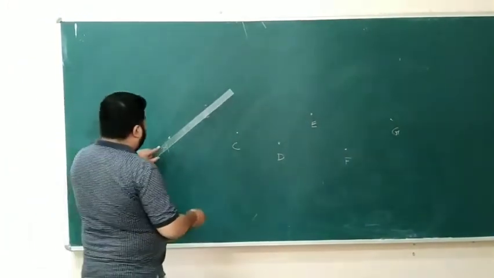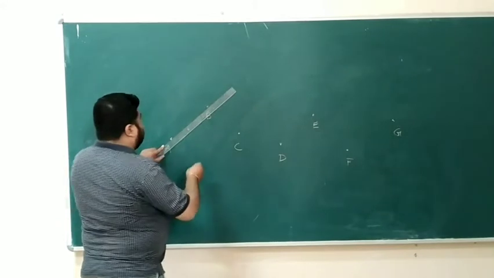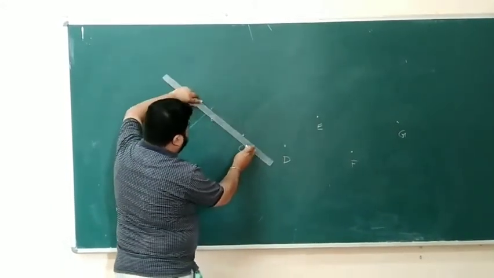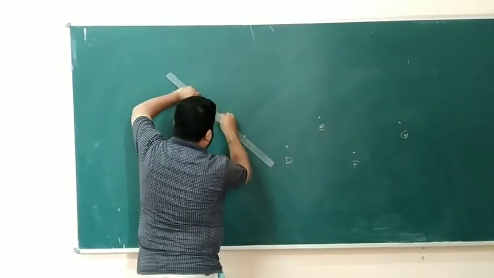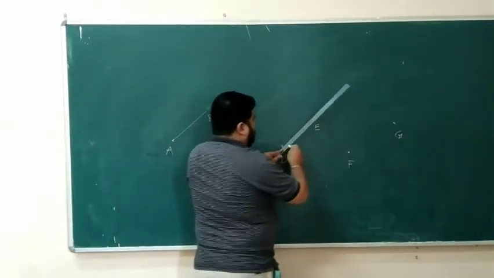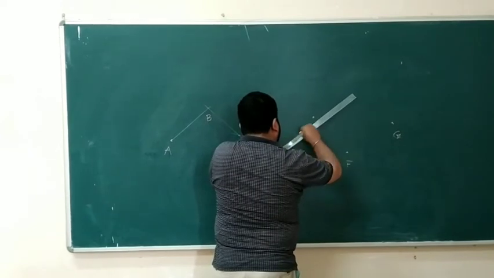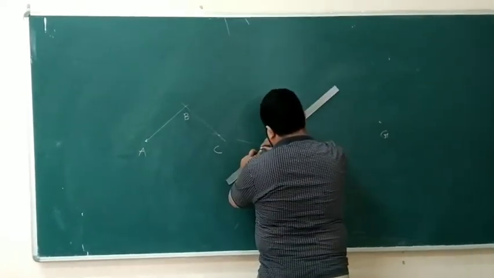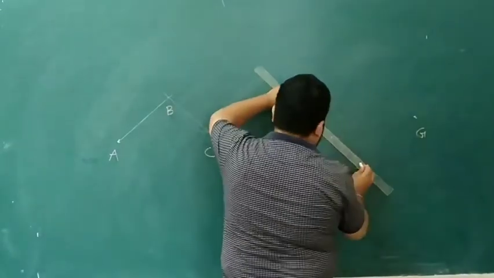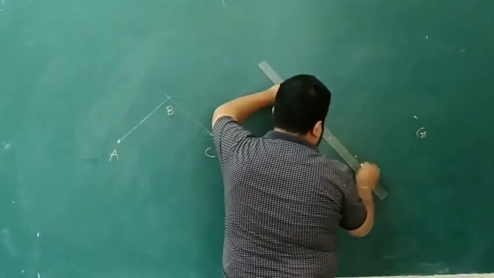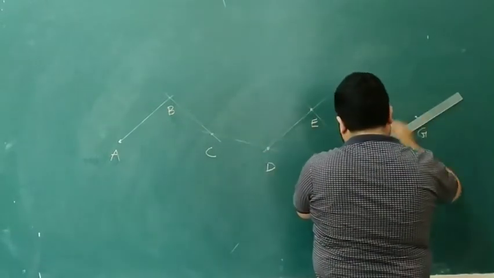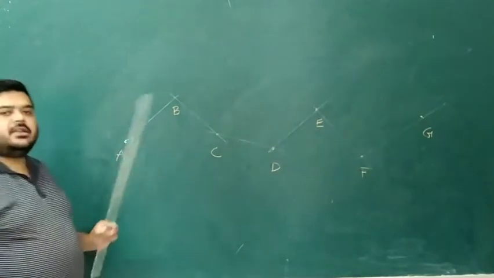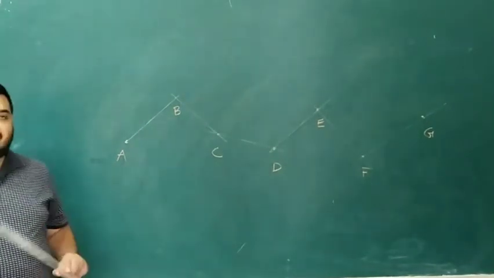I'll simply connect point A with B, BC, CD, then you have DE, EF and FG. So I have connected all these points using very faint lines.